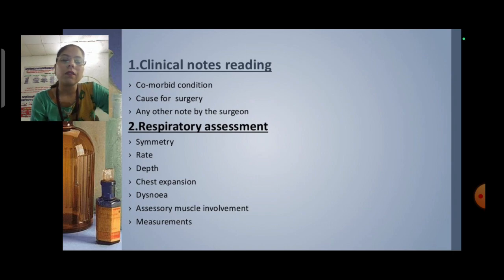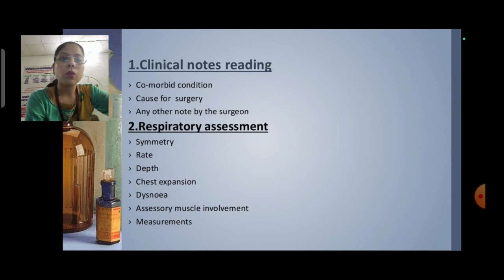So what will we do in the clinical notes reading? We will look for any type of comorbid conditions. We will look for the cause of the surgery, or if there is any other note given by the surgeon, we will also read that out.